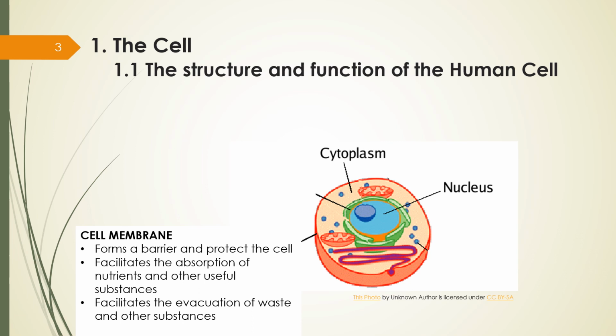So the cell membrane facilitates the absorption of nutrients and other substances that the cells need, and also facilitates the evacuation of waste and other substances. So the cell membrane is from where the substances come in, and everything that the cell doesn't need, or needs to be transported to another cell, the cell membrane makes it easier to go out.